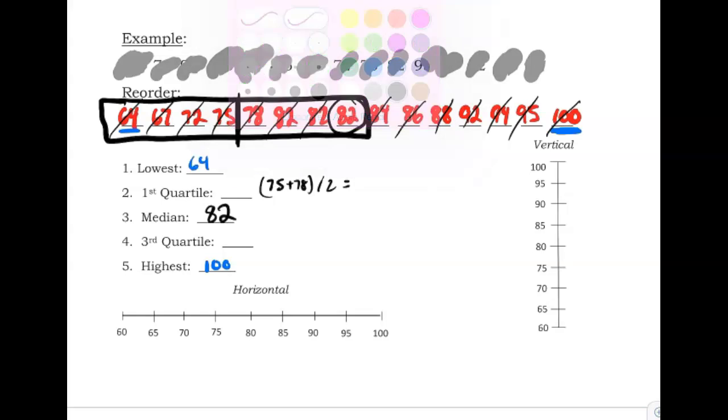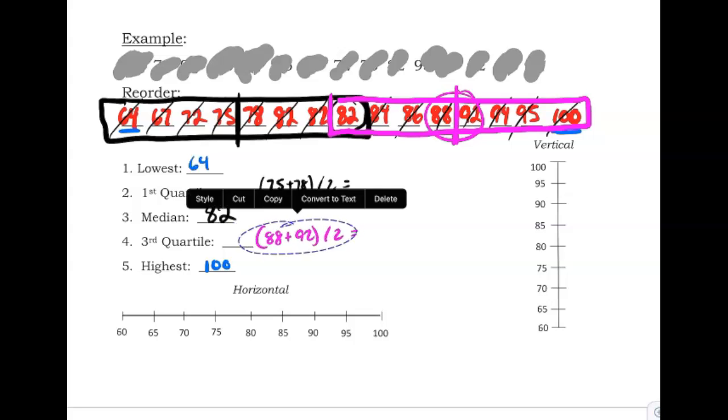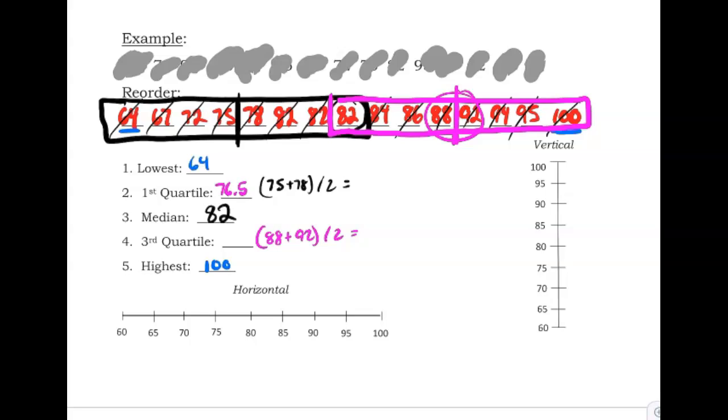When you do the upper half, you include the 82 in that as well, and you'll have 4 numbers in each half of the half. So it's halfway in between 88 and 92. So we add those 2 up and divide by 2, and that would be the third quartile. So this would be 76.5, and the third quartile, halfway between 88 and 92, is 90. So there's your 5 critical points.